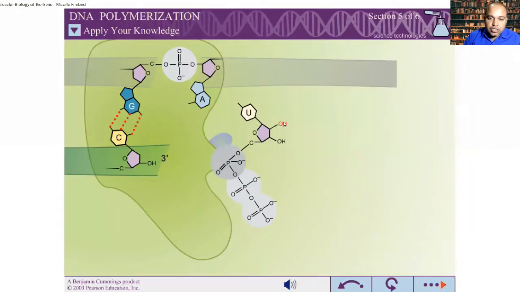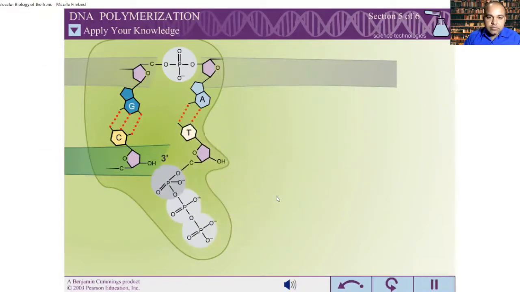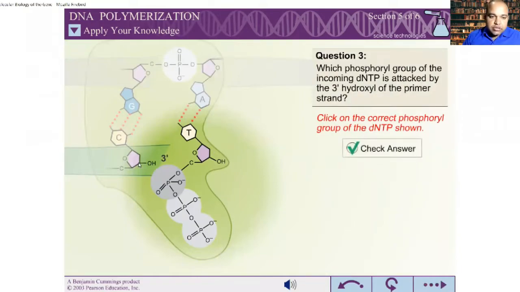This hydroxy group is going to cause the excision of the ribonucleotide triphosphate to take place. Question 3. Which phosphoryl group of the incoming dNTP is attacked by the 3' hydroxyl of the primer strand? The 3' hydroxyl group is going to attack the alpha phosphate, the beta phosphate, or the gamma phosphate. There are 3 phosphates present, designated alpha, beta, and gamma.